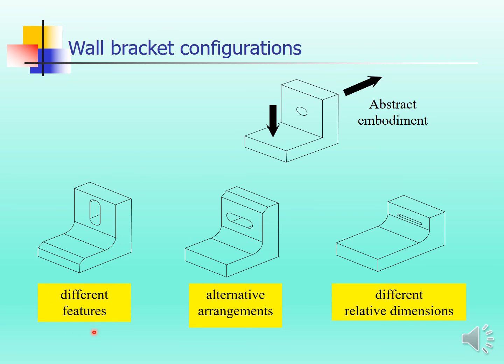Okay, different feature. Here we have a slot hole, and we have a chamfer here and a radius at the corner here. Alternative configuration, we have a chamfer here and a vertical slot. Sorry, horizontal slot. This one is a vertical slot, and we have a radius here. Another idea is to use a small horizontal slot and a lower wall part.